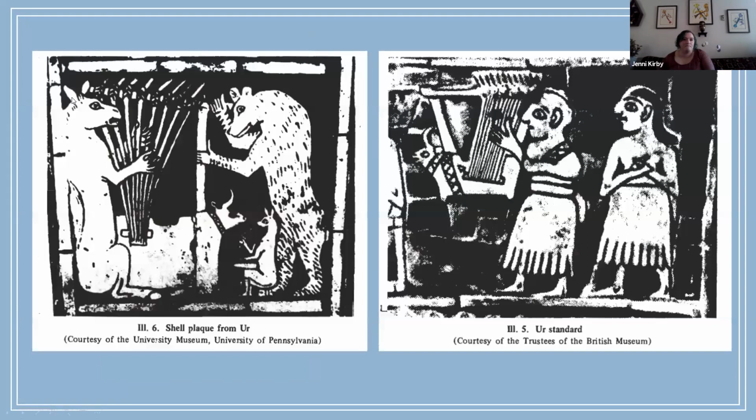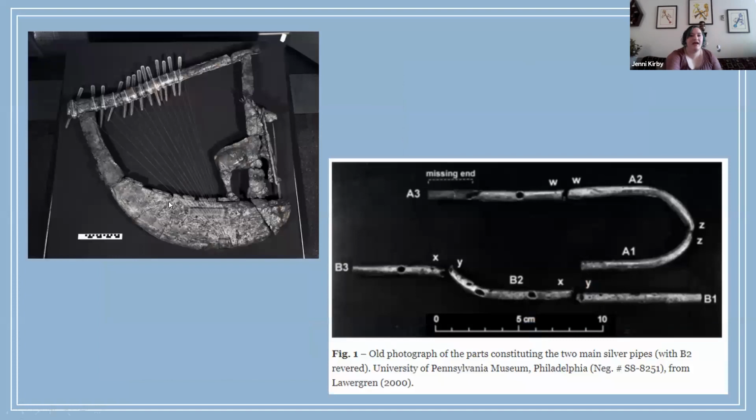So we also found depictions of music. Here on the left, this is from a shell plaque, and you can see that we have a bull's head lyre here, a very, very large one. And it is being played by presumably a donkey, I believe. And so we've got our animal musicians there. And then over here on the right side, we have an actual person playing this bull-headed lyre, and you can see it has a lot of strings.